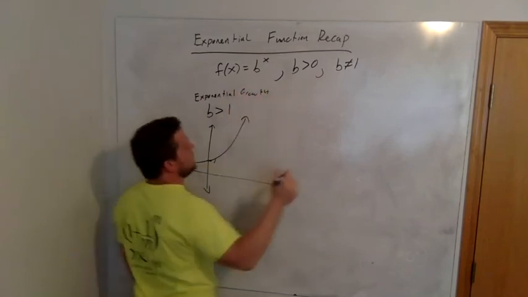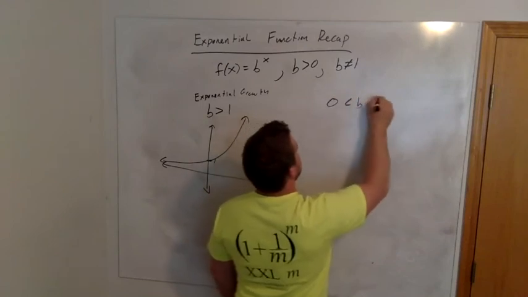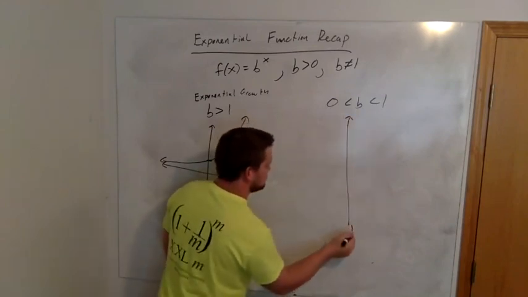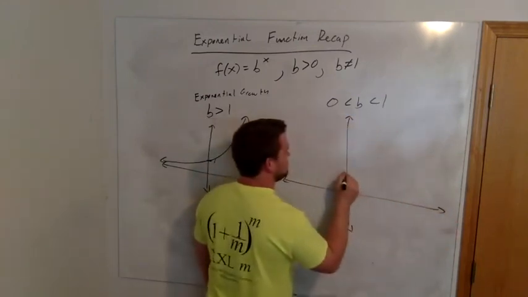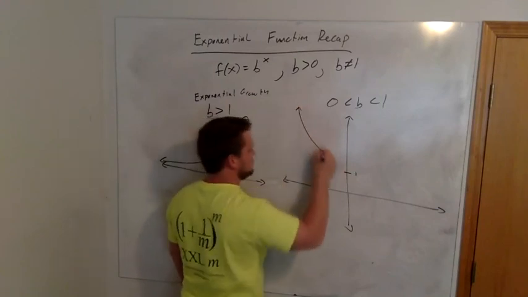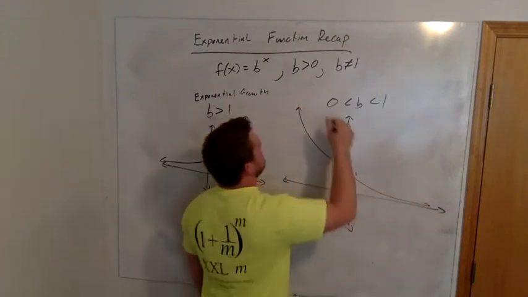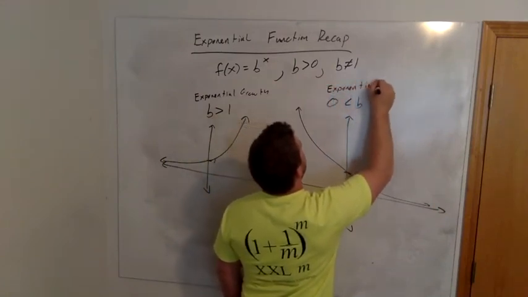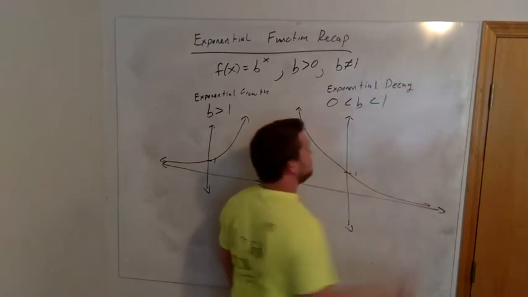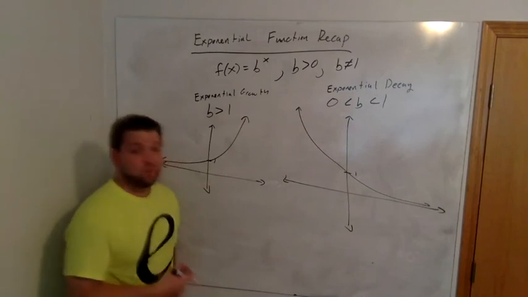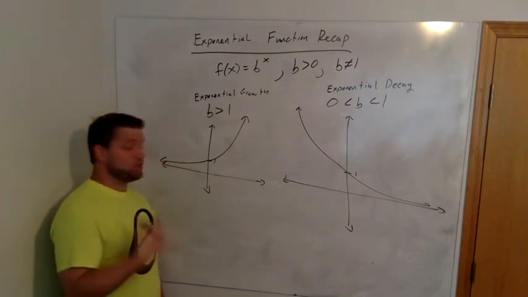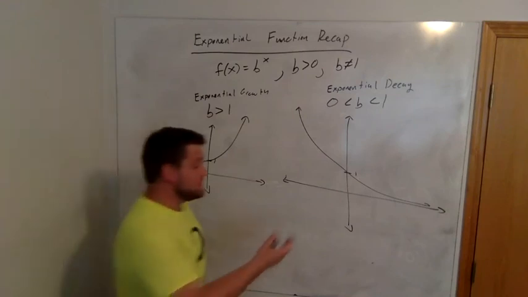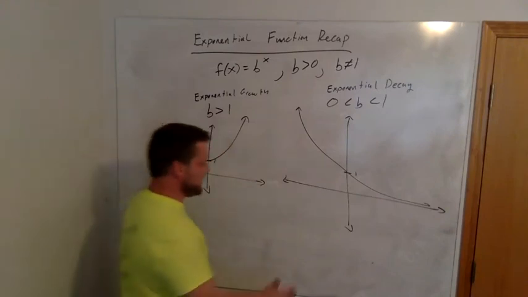If b is a fraction, something between 0 and 1, then we get exponential decay. This should also make sense, because if our base is, let's say, 1/2, I'm repeatedly multiplying it by itself. A half of a half is a fourth, another half of a fourth is an eighth, so the outputs should be getting smaller. This is an exponential decay model.